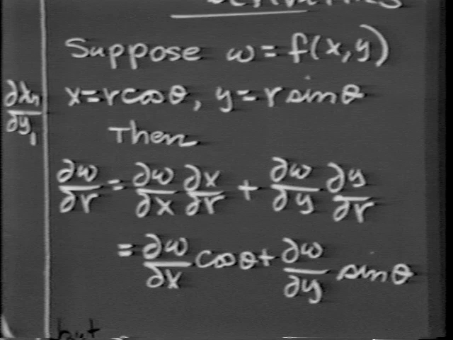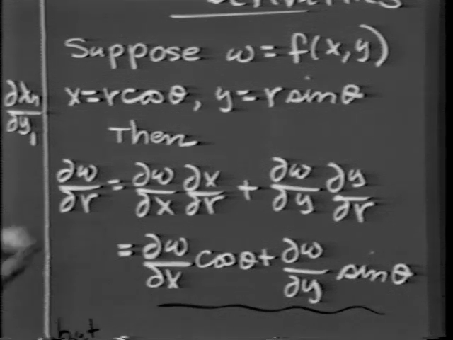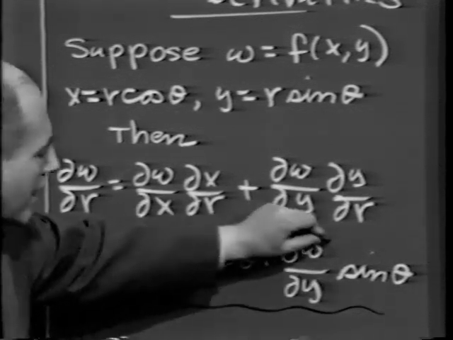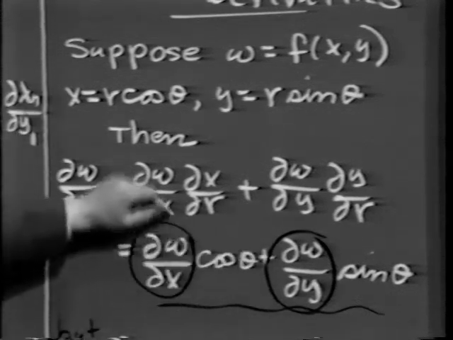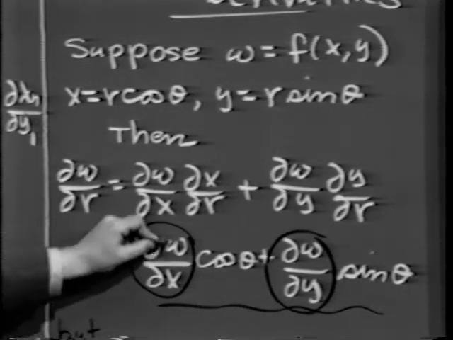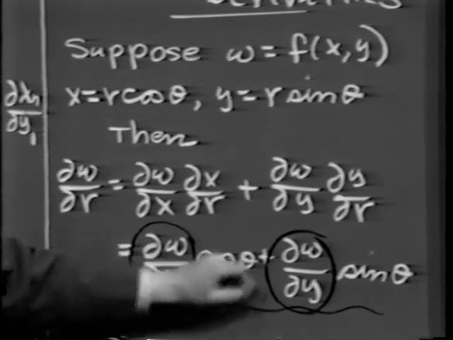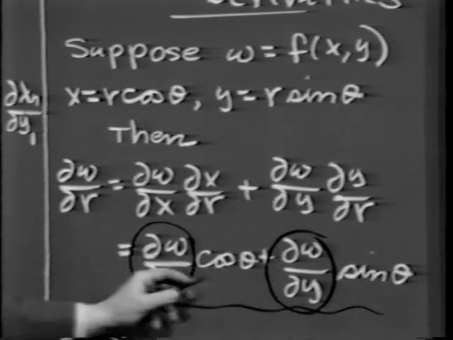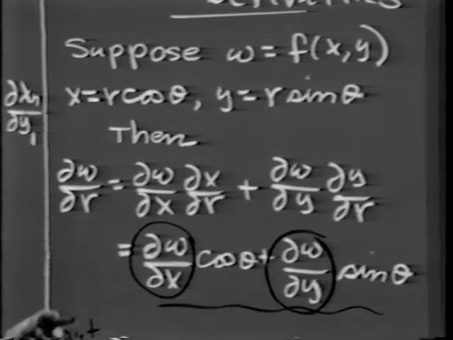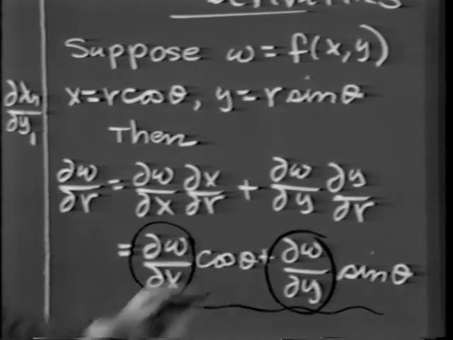So the partial of W with respect to r is partial of W with respect to x times cosine theta, plus partial of W with respect to y times sine theta. And by the way, notice that I cannot simplify these terms in general because all I'm given is that W is some function of x and y. I don't know what W looks like explicitly in terms of x and y, so all I can do is talk about the partials of W with respect to x and with respect to y, with the understanding that if I knew what W looked like explicitly in terms of x and y, I could work out what this thing was.